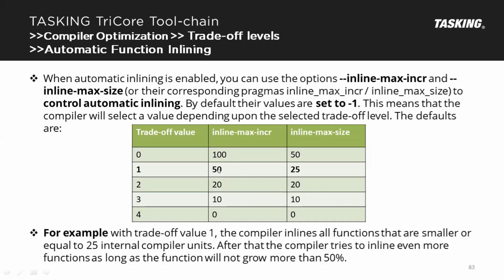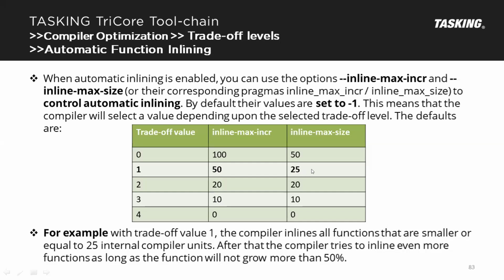So let's take an example to illustrate how this works. Let's take example 1, where the trade-off is 1. That means the inline maximum increment will be 50, and the inline maximum size will be 25.